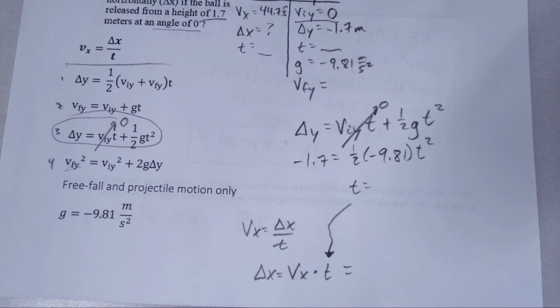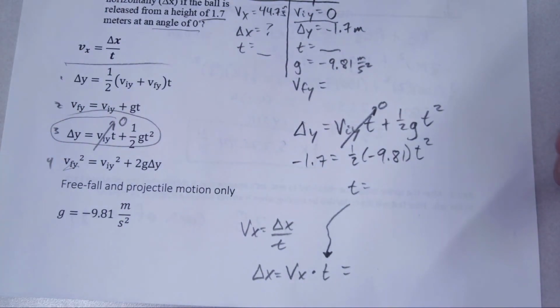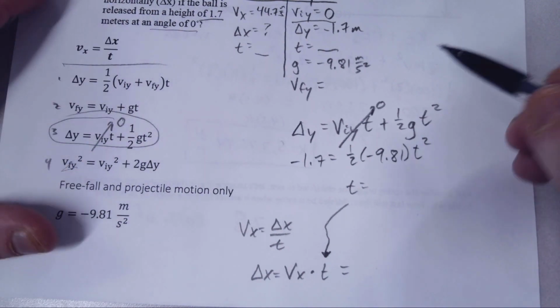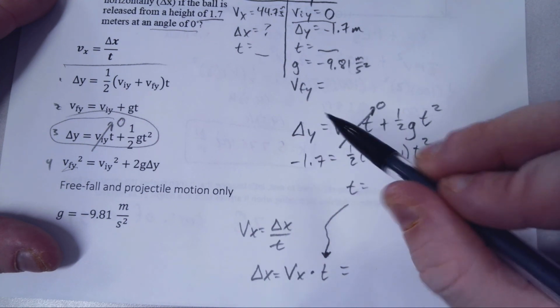Because once we find that time, that is the same time in the x direction. This is not one where it's going up and going down. We need to multiply times 2. Whatever the time it takes to fall 1.7 meters is the same time it takes to go sideways. I believe I got a time of 0.59. Concur with anybody, the time here. Take the square root.